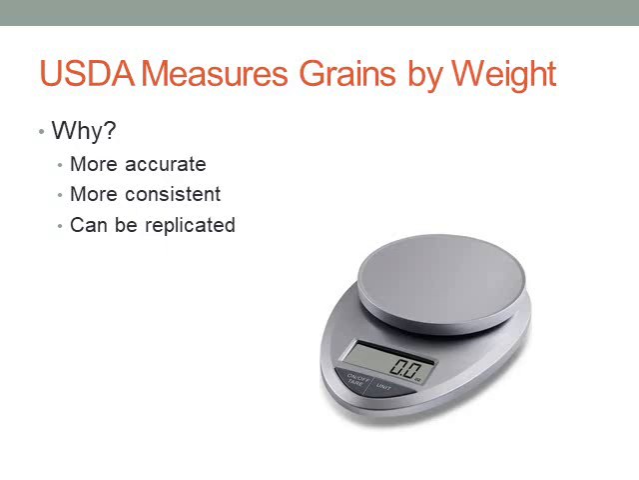You may notice that the grain chart has serving sizes in grams and ounces. This is because USDA measures grains by weight. This helps make sure that recipes turn out the same way every time. This can help save time, money, and frustration.